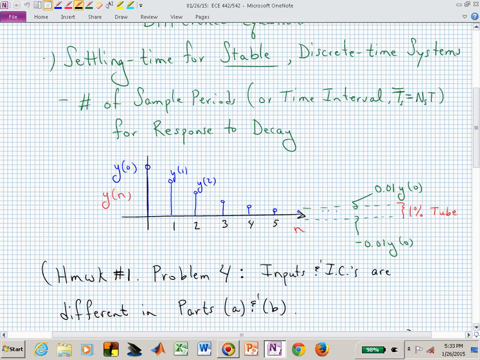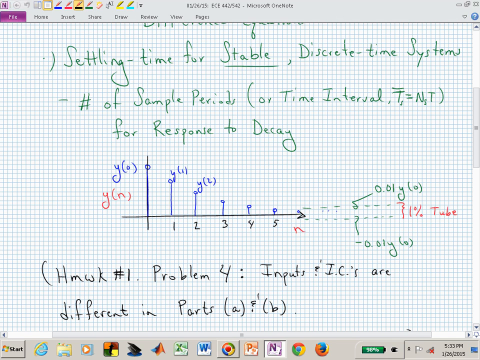Am I saying the settling time in a particular number of seconds, or am I referring to the number of sample periods? Those are just related by the sampling period, capital T, but it's really how long does it take to get within a tube that's 1% of the initial value. Let's talk about the 1% settling time. Your response might get in that 1% tube very early, but we want it to get in there and stay in and be stuck in that 1% tube.